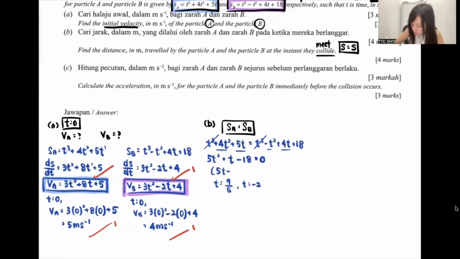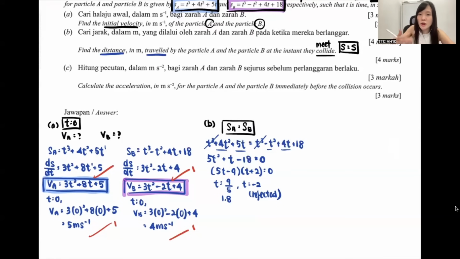I straight away know which one doesn't make sense, my dear. Time where got negative? So bye-bye, rejected. That means the time they collide is 1.8 seconds. 9 over 5 is actually 1.8 seconds. So at 1.8 seconds, they actually meet each other. This part a lot of students do wrong. Don't stop here. I didn't ask you when. I asked you what is the distance you travel.